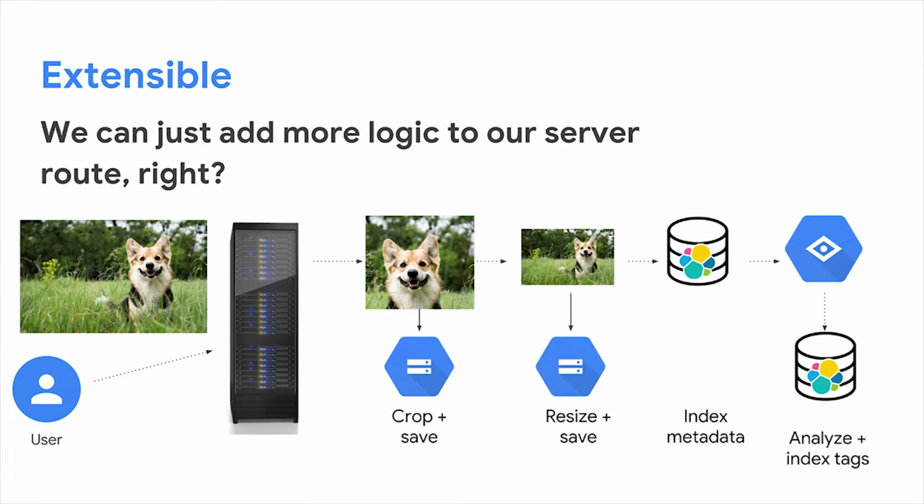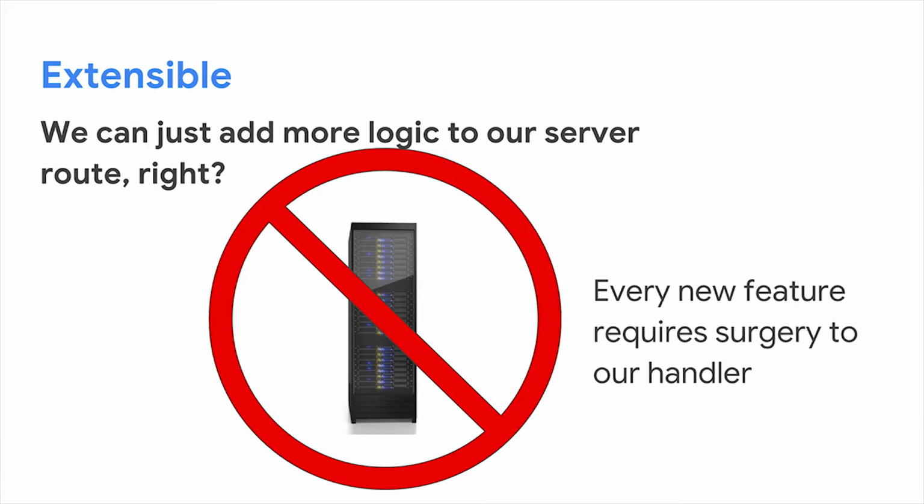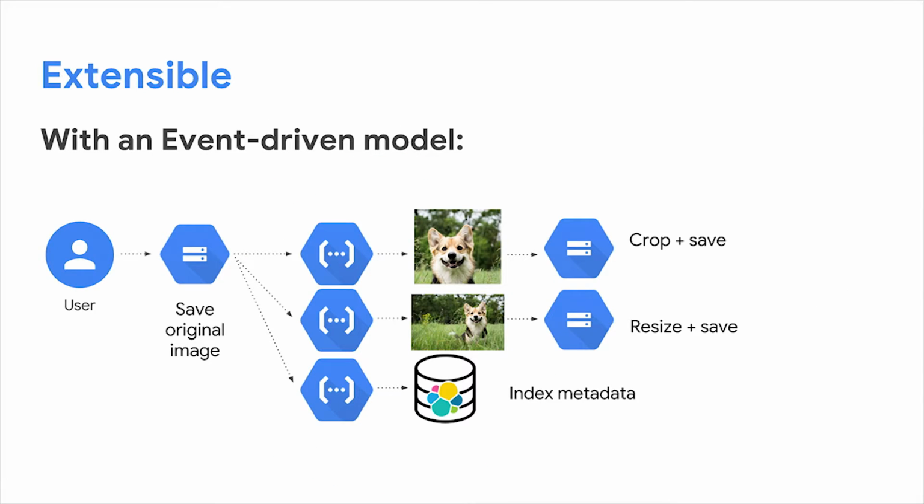Well, I could just add more logic to the server. I could upload the photo, crop it and save it, resize and save it, index the metadata, run it through the Vision API, and analyze the information and index those tags. But that's a lot of work. It's a lot of surgery that we have to go do. Whereas with the serverless, event-driven model, let's say I saved the original image and I'm triggering these 3 function flows: the crop and save, the resize and save, the index metadata. I've already got this.